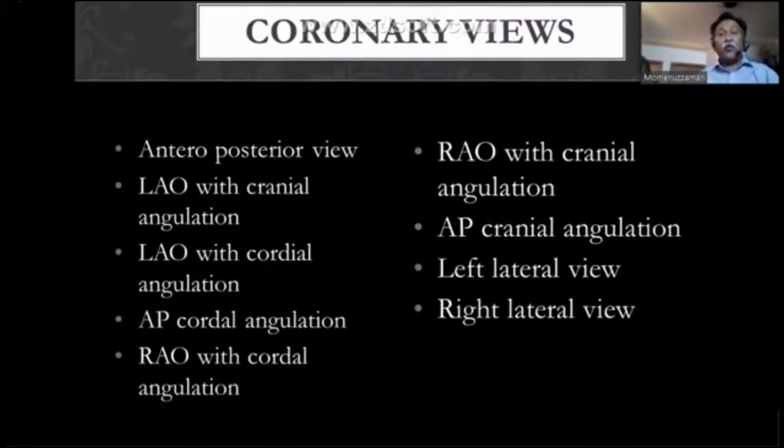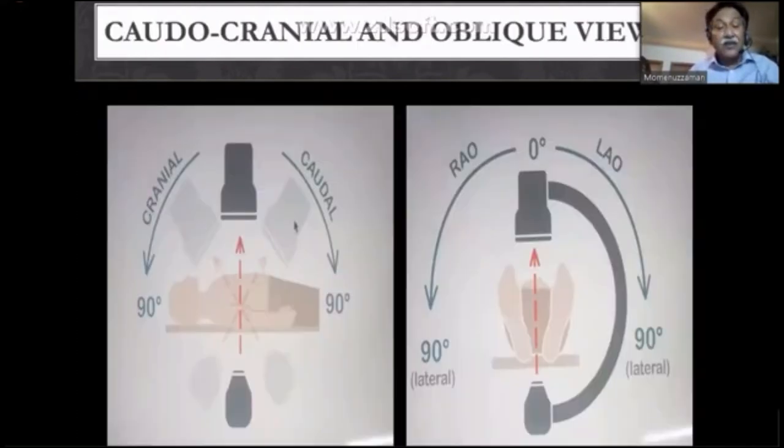Now, what is the common view? Commonly, if you consider first the AP view, the image intensifier is anterior and the X-ray from the posterior. On the left arm, you take LAO cranial, towards the head, then down towards the leg, LAO caudal, then bring it to AP caudal, then to the right side, RAO caudal, and again up to RAO cranial, and then AP cranial. And sometimes we need to see the lateral view, on the right or left, of the right coronary artery and also the distal LAD.